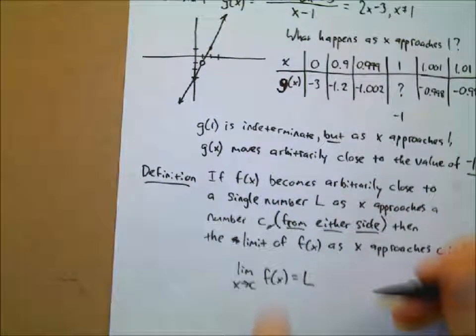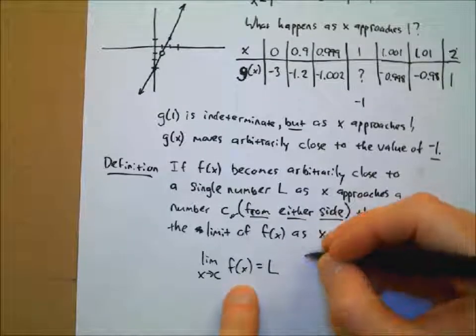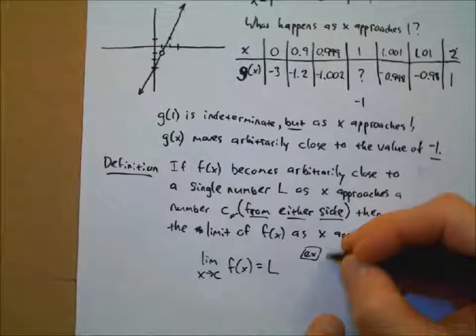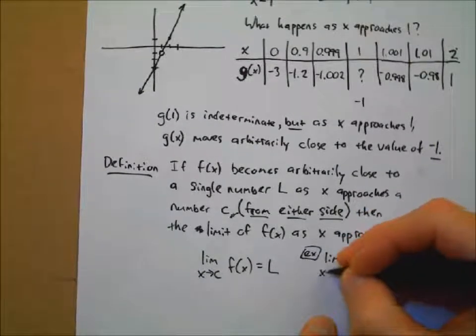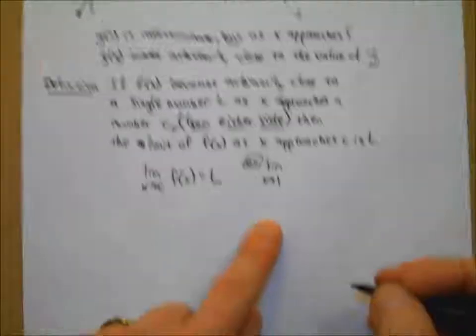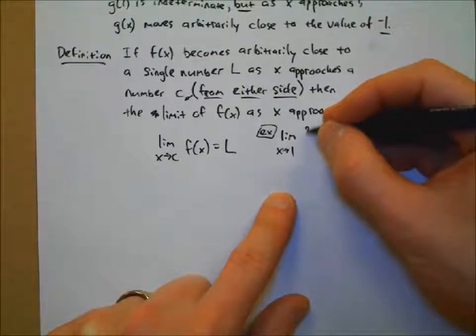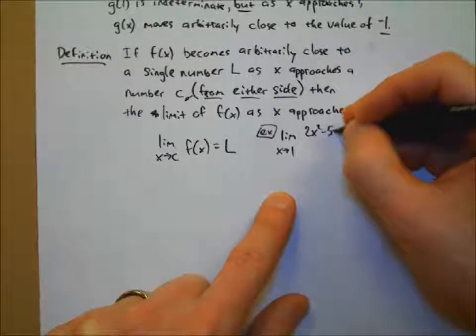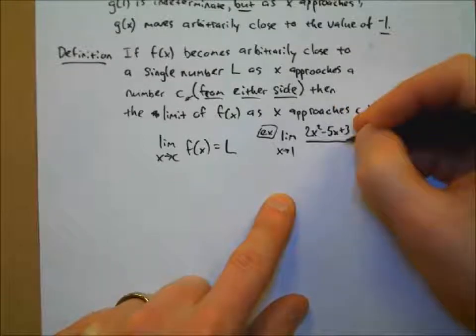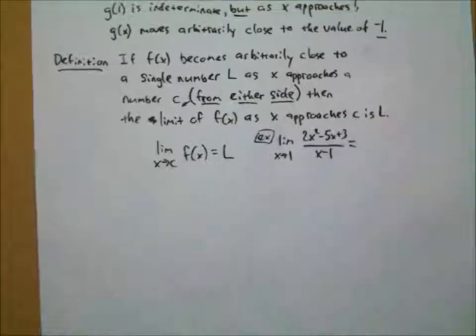So, moving on. As an example of this, seeing this applied, let me just use our previous example here. We can say the limit as x approaches 1, so I'll scoot that back up there. The limit as x approaches 1 of our function, 2x squared minus 5x plus 3 over x minus 1, that's got to equal what?